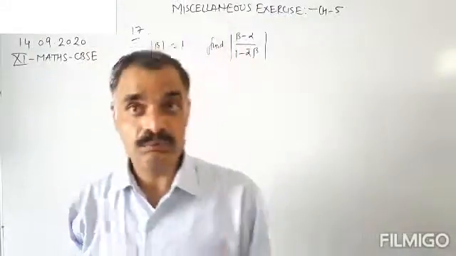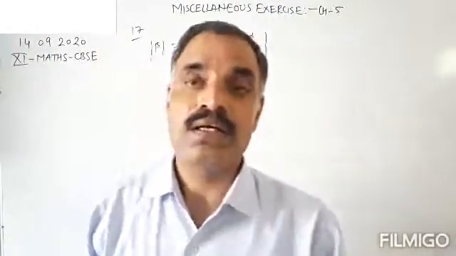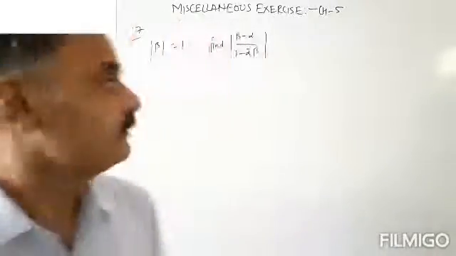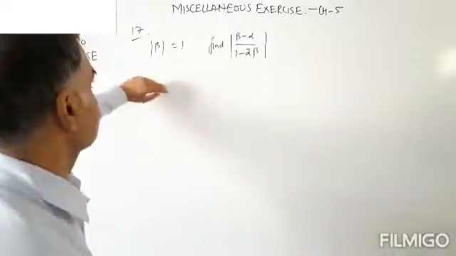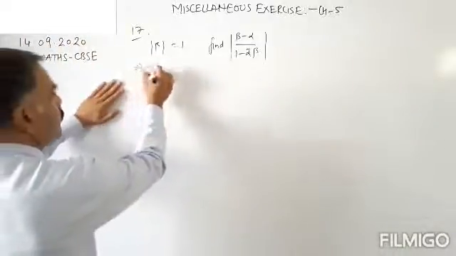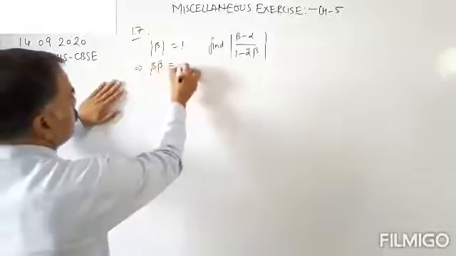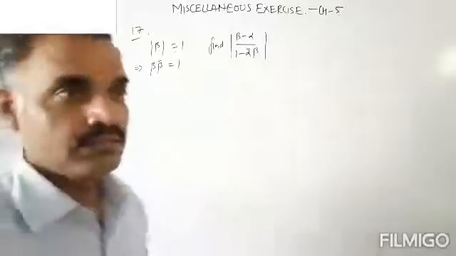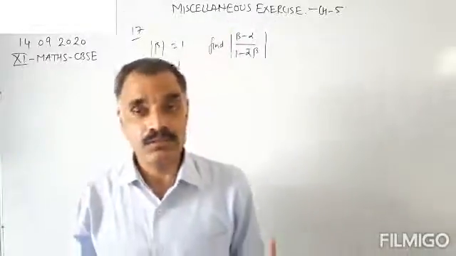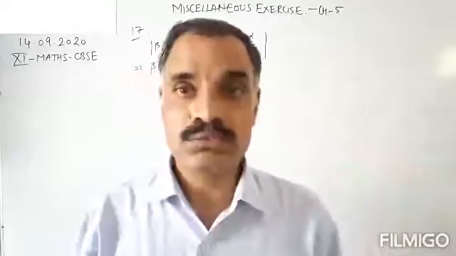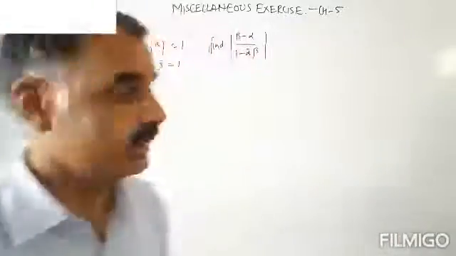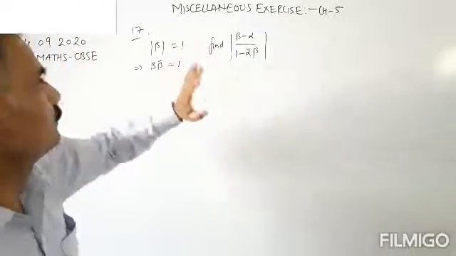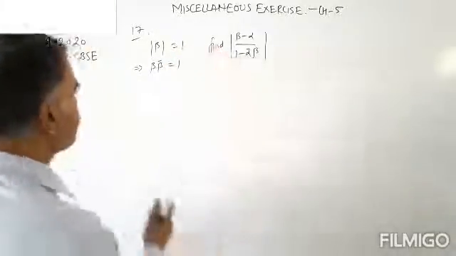Alpha and beta are complex numbers, and it is given that magnitude of beta equals 1. We know that if magnitude of z equals 1, then magnitude z square equals z times z conjugate. So magnitude beta square, that is 1, equals beta beta bar, so beta bar equals 1 upon beta. Okay, now we have to find this.